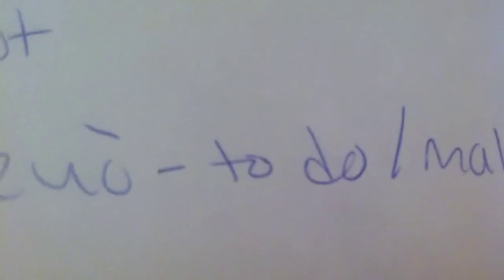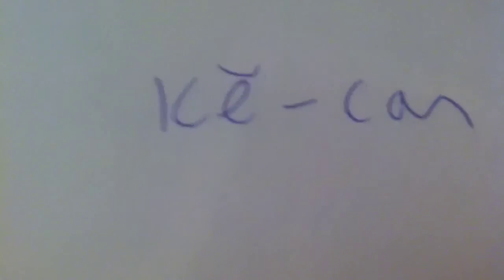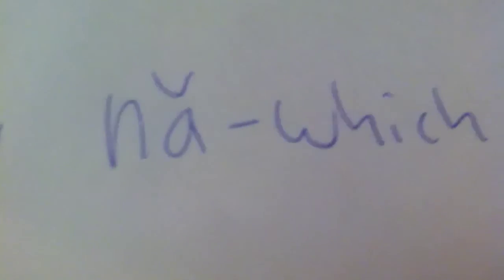Mai means not. Suo means to do or make. Shi huan means to like or prefer. Shi huan. Another really basic word is ke, which means can. Not like a food can, but like you can do this. Ke. Another basic word is na, which means that. It's the fourth tone over the A. Na. Na is another, which means which.